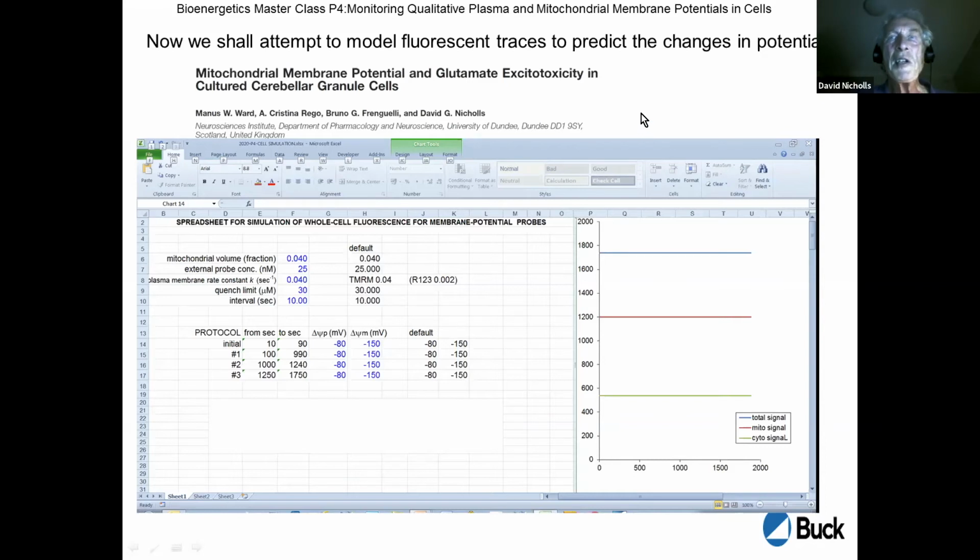So that's the setup. Now, what we have over here is the readout. And the readout, the y-axis automatically adjusts. It gives you the total cellular signal, the signal from the mitochondria, and the signal from the cytoplasm. So what we are measuring is the total signal, which is the sum of the cytoplasmic signal here and the mitochondrial signal here. And we're going to see how that varies with time.